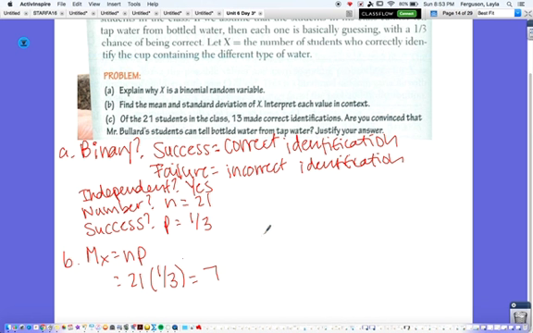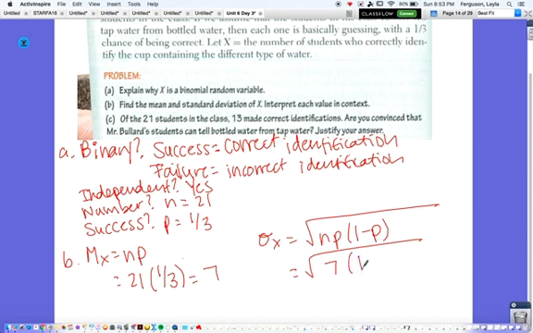We could also find the standard deviation for x by using the square root of np times 1 minus p. And so that would be the square root. np we already determined was going to be 7 times 1 minus 1/3. So that would be the square root of 7 times 2/3. And whenever you work out the square root of 7 times 2/3, you would get 2.16.